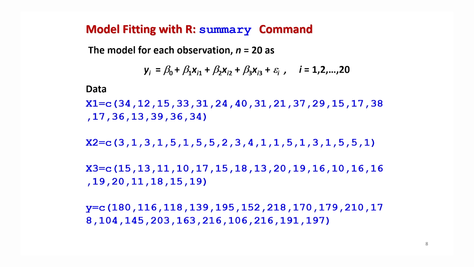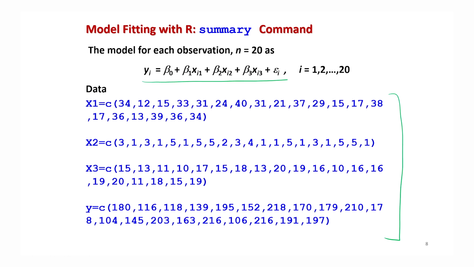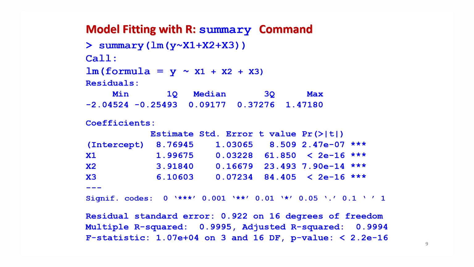I take here the model yi is equal to beta 0 plus beta 1 xi1 plus beta 2 xi2 plus beta 3 xi3 plus epsilon i, and I have just stored the data on these variables in the data vectors x1, x2, x3 and y. I already demonstrated the outcome of the command lm with y tilde x1 plus x2 plus x3 in the last lecture, where we obtained the linear regression model only.